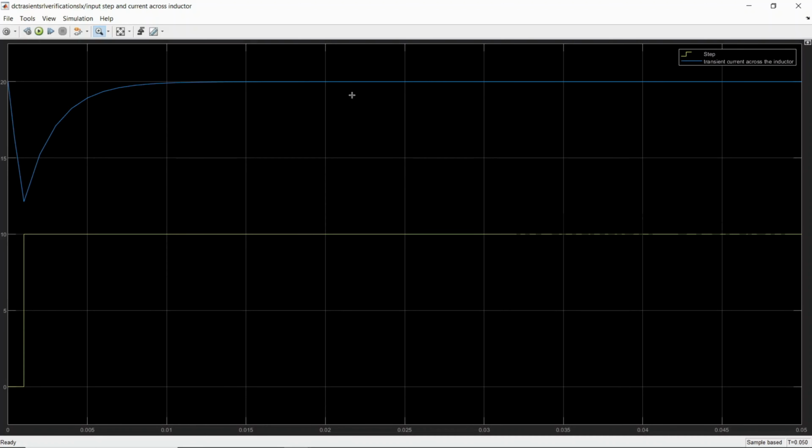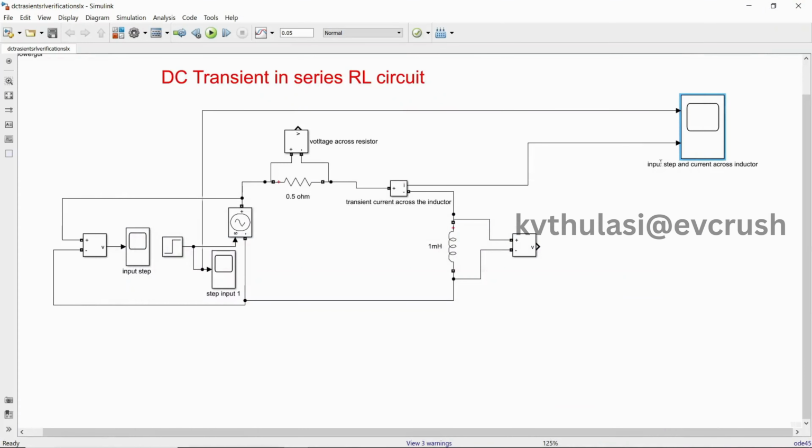Now the inductor is fully charged, and it is getting charged slowly by the expression v by r into e to the power t by tau. Slowly the inductor gets charged. Initially, at this time it will try to act like an open circuit, and slowly it gets charged and the current reaches its final magnitude. Slowly it increases and reaches that value. I can say that the inductor is now fully charged. So this is the behavior of the inductor in an RL series circuit with a DC transient.